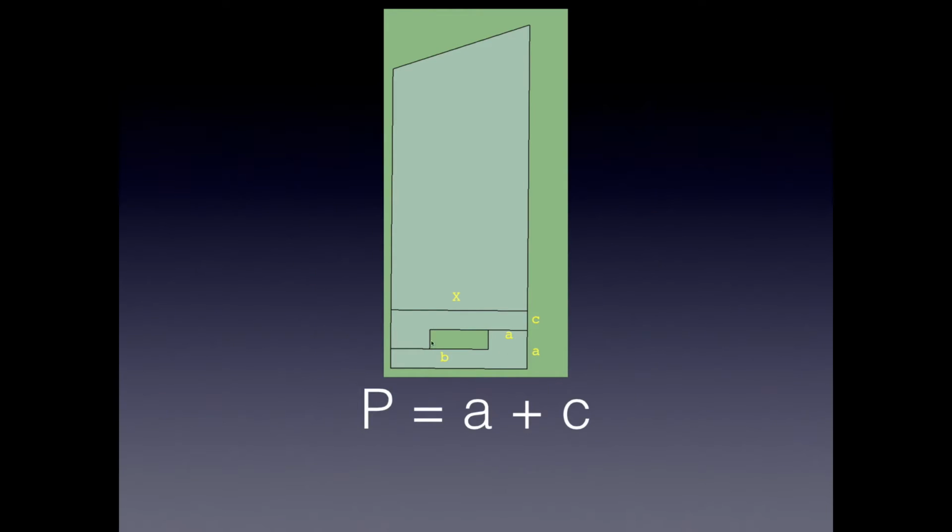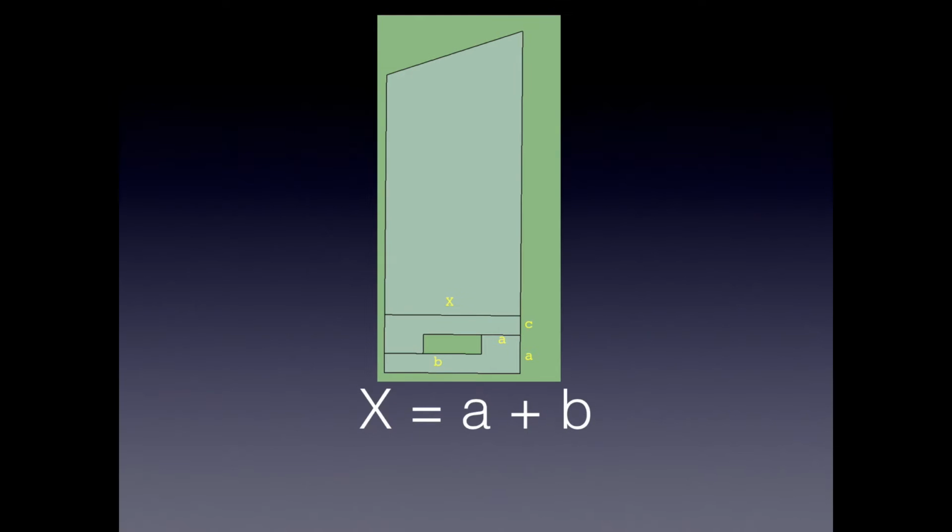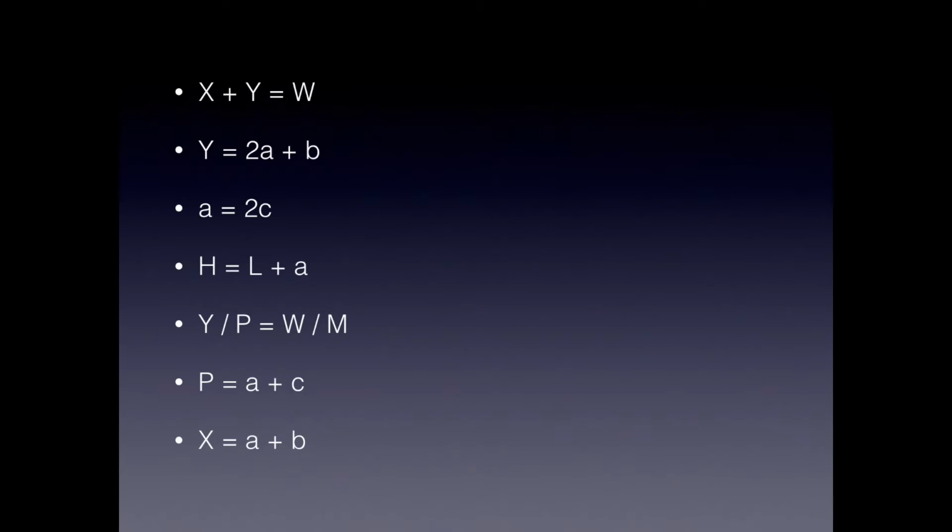And when we stack the 2 flag shapes up, they are C and A. So the length of P is equal to A plus C. The length of X is equal to A plus B. And those are our 7 expressions that we have. There they are summarized.